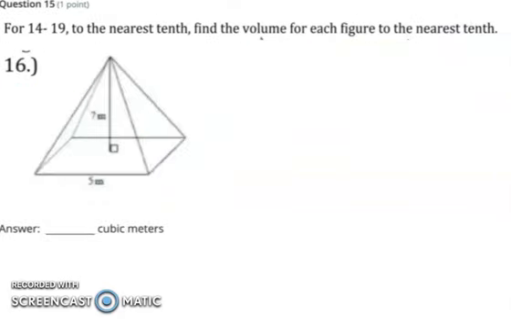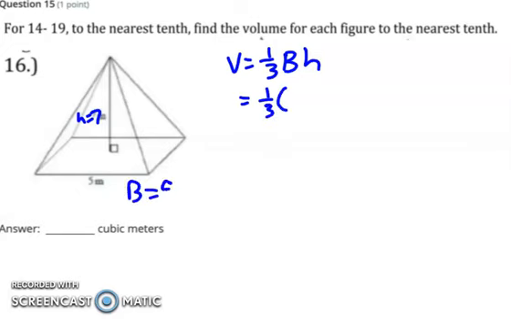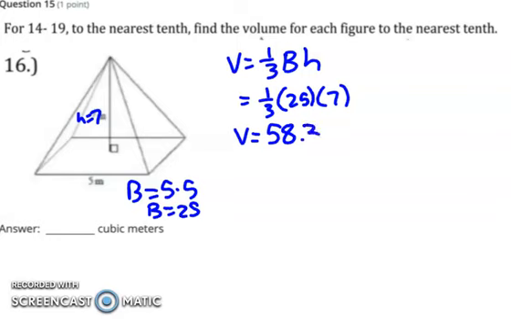All right, this is an example of a pyramid where you have the correct height. So this inside height is 7. Okay, so we're going to use that same formula, 1/3 capital B H. The base, capital B, is going to end up 5 times 5, so capital B is 25. So 1/3 times 25 times the height of 7. So 25 times 7 times 1/3, or divided by 3 is another way to think about that. To the nearest tenth, this is going to be 58.3 cubic meters.